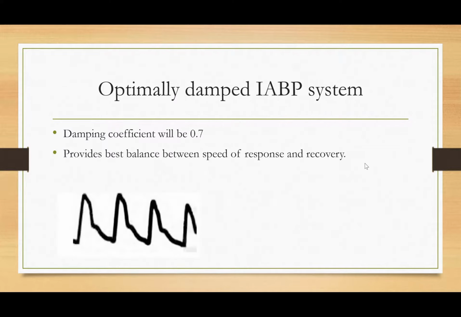So what is an optimally damped IABP system? Optimally damped is that one which has a damping coefficient around 0.7, and such a system provides the best balance between the speed of response and recovery. And for ideal recording of blood pressure, we should have an optimally damped IABP system.